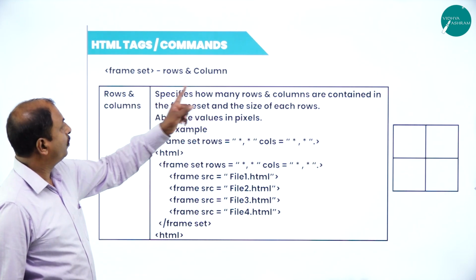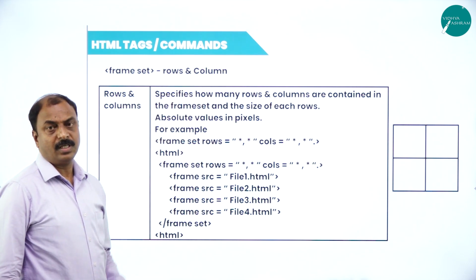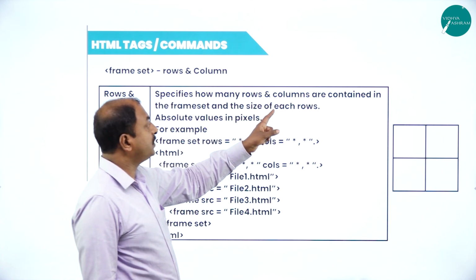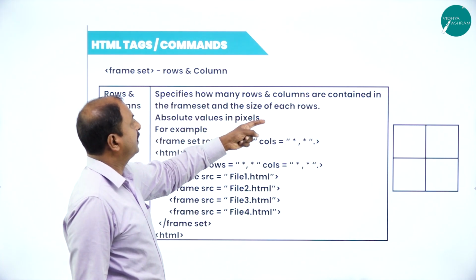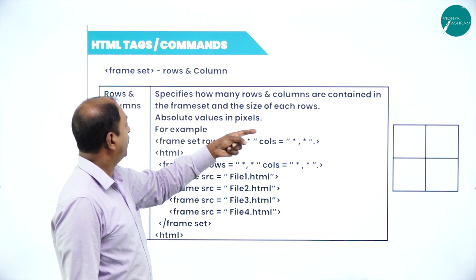Now look at one more example here. This is frameset rows and columns. Here rows and columns specify how many rows and how many columns are contained in the frameset and the size of each row, and absolute values are in pixels.